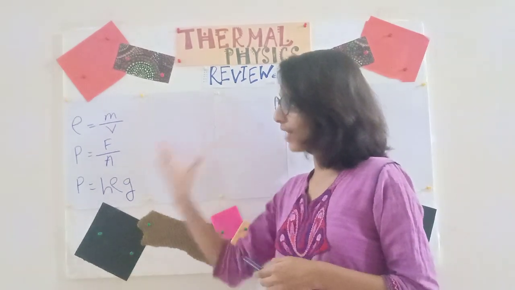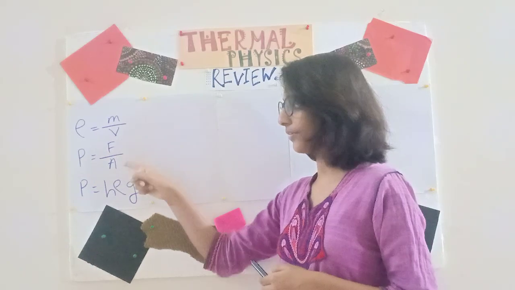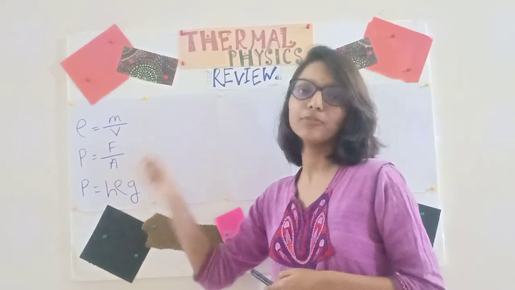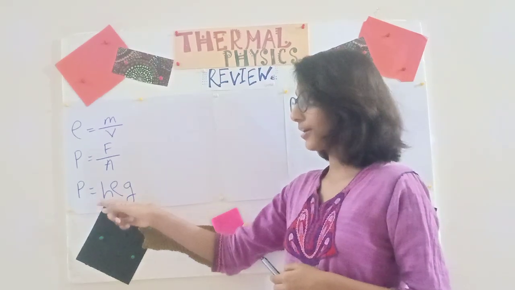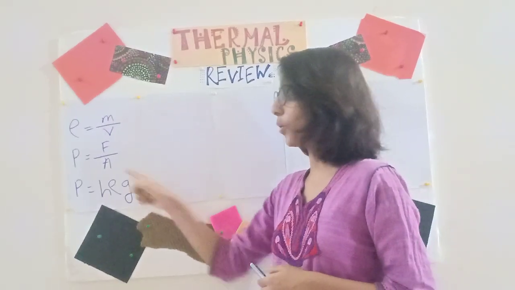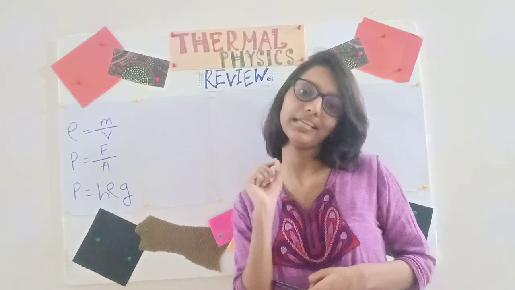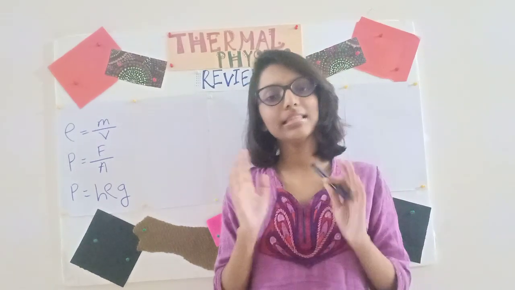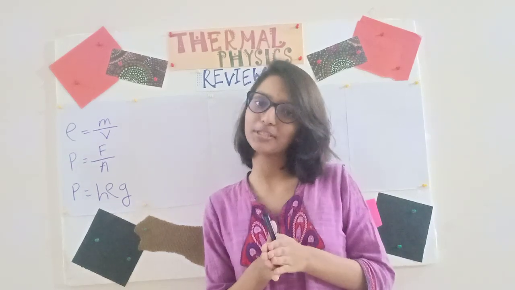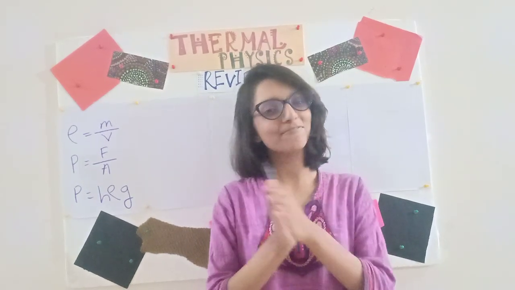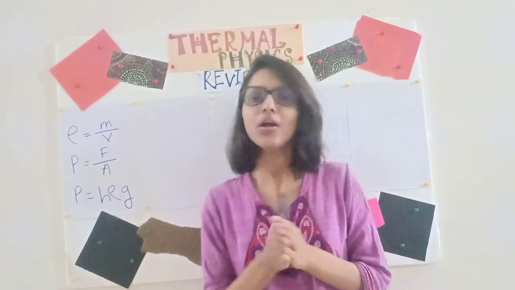So let's revise again. Pressure equals force by area. This equation is applicable for every object, every matter, whereas pressure equals h rho g is only valid for pressure in liquids. Now with this idea in mind and our basic idea about the simple kinetic theory of matter, let's explore something fun and new. What to explore?